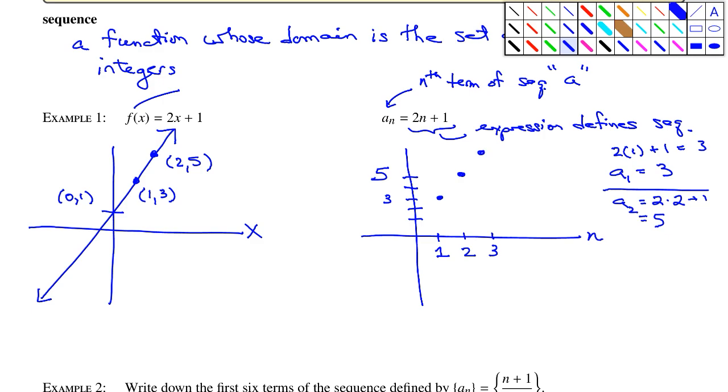But notice the big difference here. On the left, we have a function, and that function produces the entire line. On the right, we have a sequence, and the sequence only produces these little discrete points. We're not going to connect these points. The points themselves represent the sequence of values. If you look at it on the y-axis, those are the sequence terms here, 3, 5, 7, 9, etc. So that's the difference. You have a function whose domain is only the positive integers, and that's a sequence.